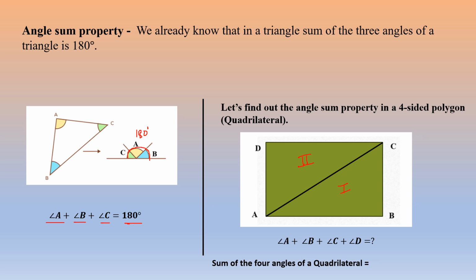And what we have studied just now, in a triangle, the sum of the three angles is 180 degree. So for triangle ABC, all the three angles will be 180 degree. And for triangle ADC also, all the three angles will be 180 degree. So 180 degree for triangle 1 and 180 degree for triangle 2. And when you add all the angles, the sum of all the angles will become 180 degree plus 180 degree, which is equal to 360 degree. That's why the sum of the four angles of a quadrilateral is 360 degree. Clear? Now we will see the next.